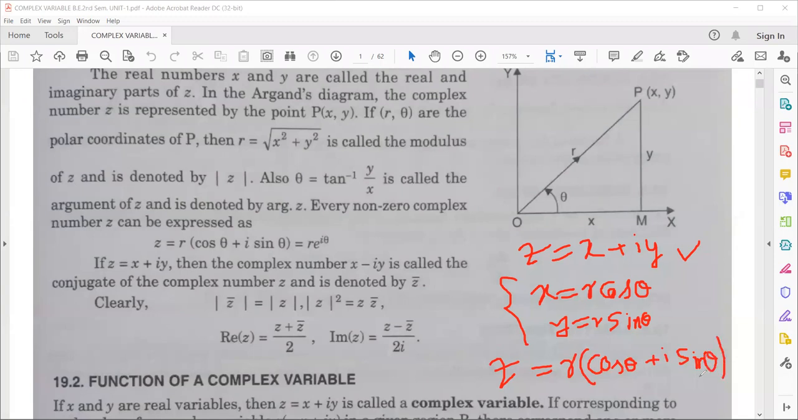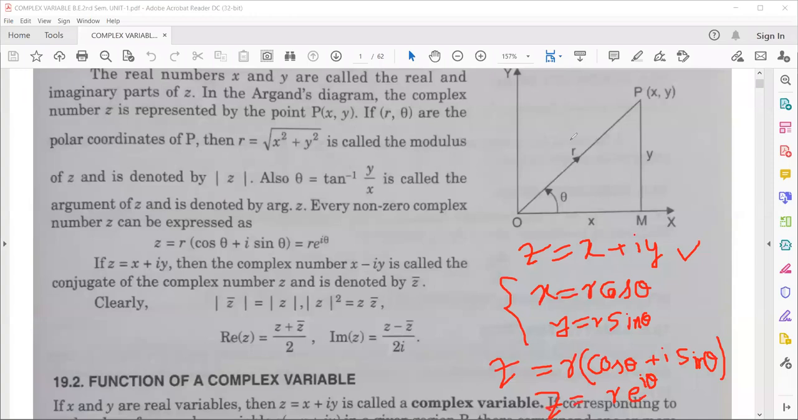And cos theta plus i sin theta is nothing but equal to e to the power i theta. This is the formula: e to the power i theta is equal to cos theta plus i sin theta. So Z is equal to r into e to the power i theta.